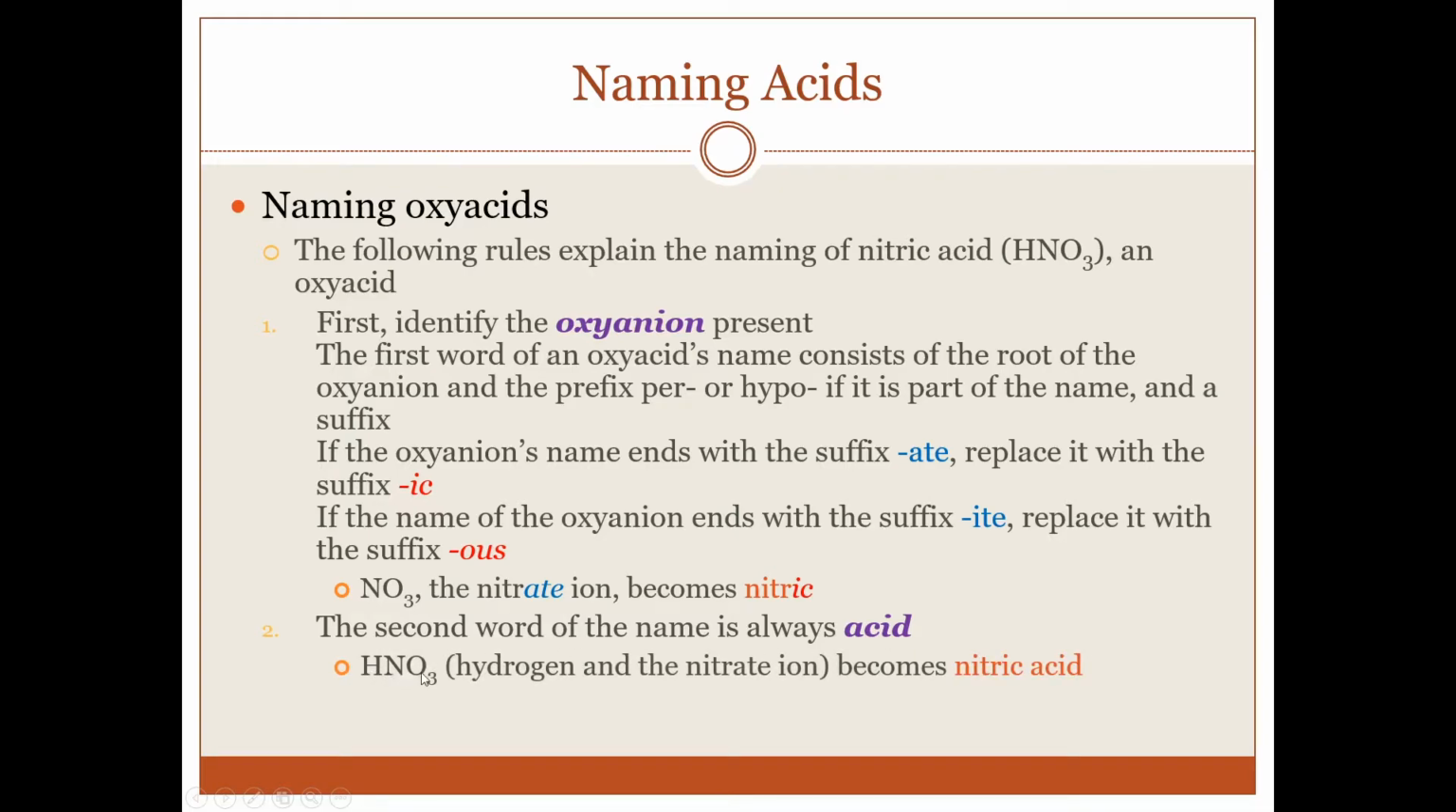So for HNO3, NO3 is going to be our oxyanion. NO3 is called a nitrate ion. So when we name the acid HNO3, it's going to be called nitric acid.